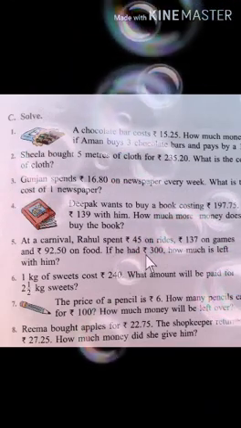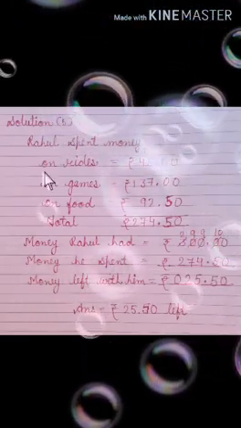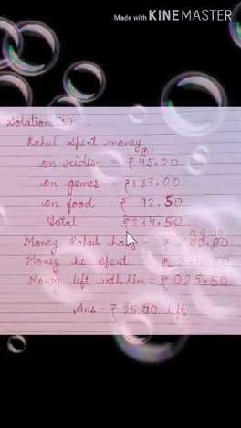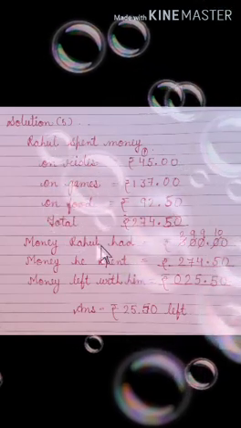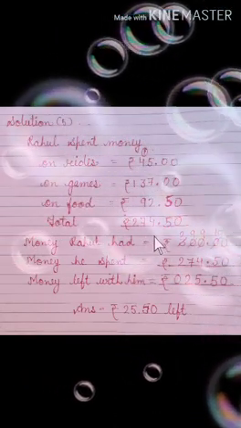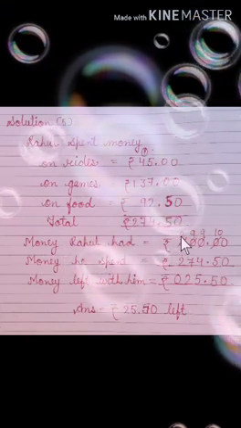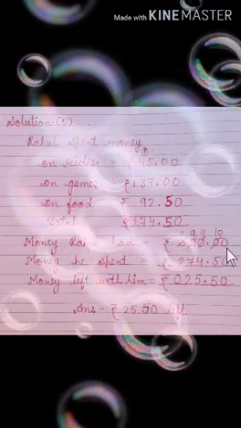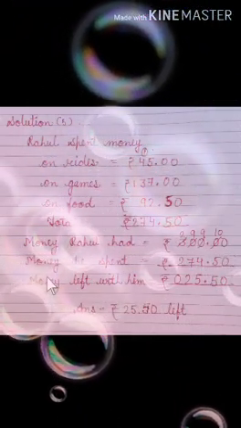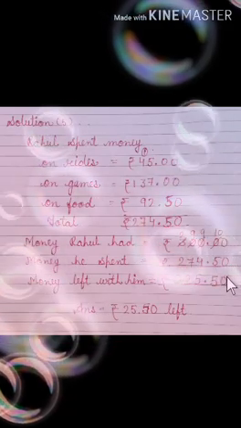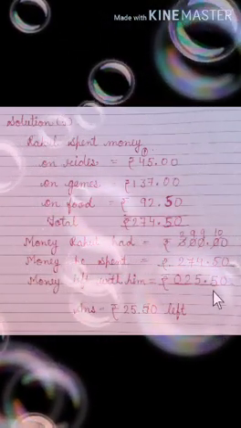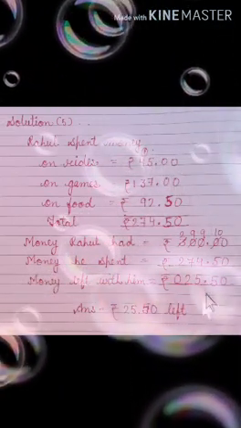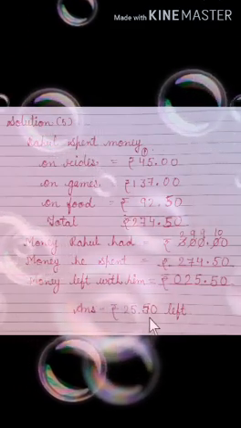So students, check it. Rahul spent on rides rupees 45, on games rupees 137, on food rupees 92 and 50 paise, total rupees 274 and 50 paise he spent on all these things. Money Rahul had rupees 300, and in paise you can write 00. Money he spent rupees 274 and 50 paise. Money left with him, you can write the 3 statements here. After subtraction, your answer will be rupees 25 and 50 paise.